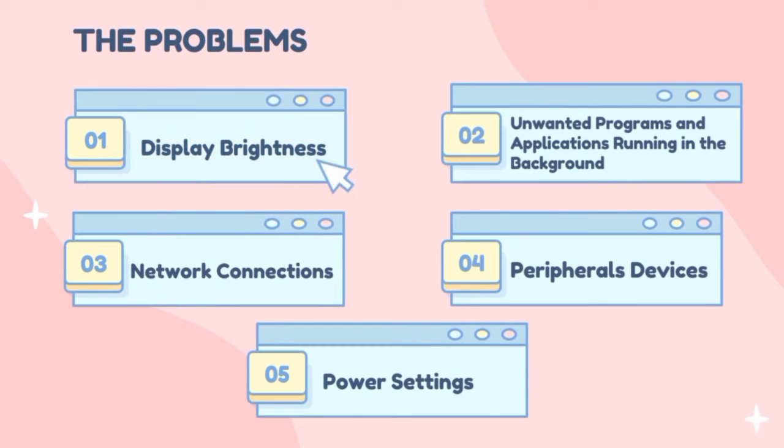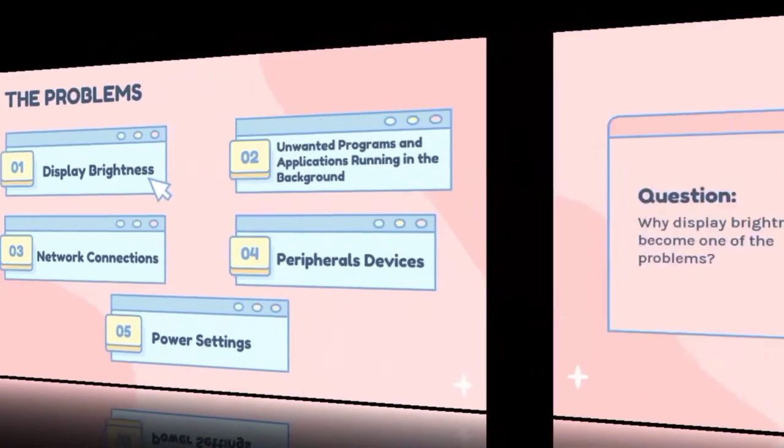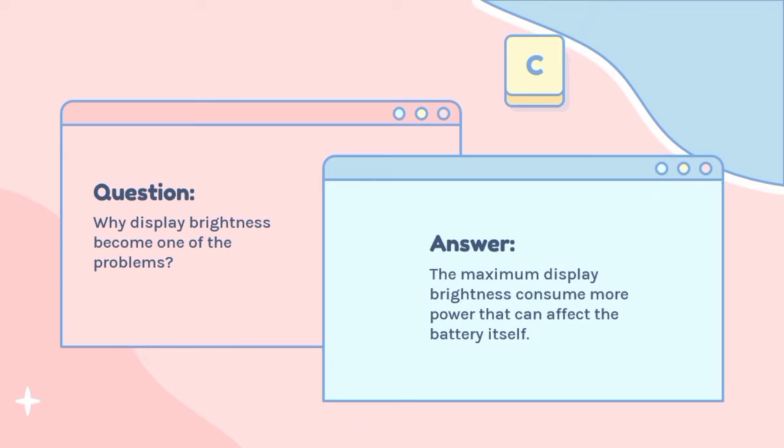So let's take a look at the first problem, which is display brightness. Why does display brightness become one of the problems? It is because the maximum display brightness can consume more power that can affect the battery itself.